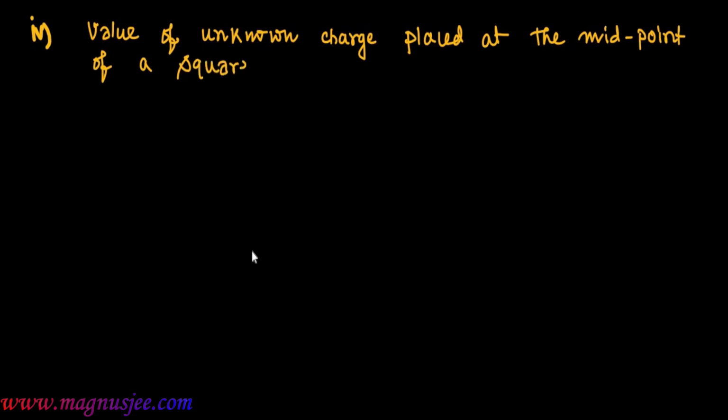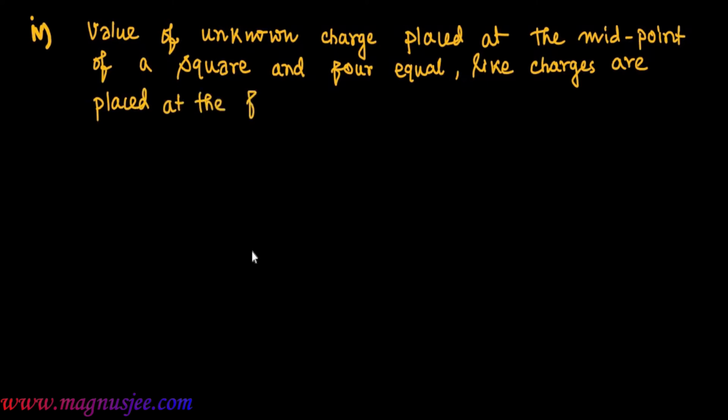Value of unknown charge placed at the midpoint or center of a square containing four equal and like charges at its four corners. The four equal and like charges are placed at the four corners of the square.